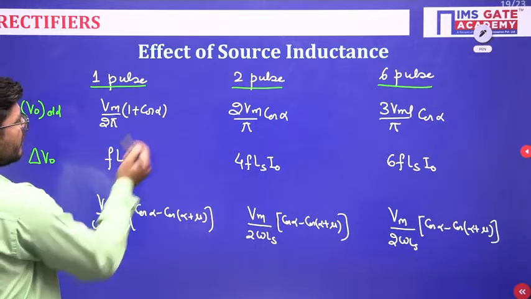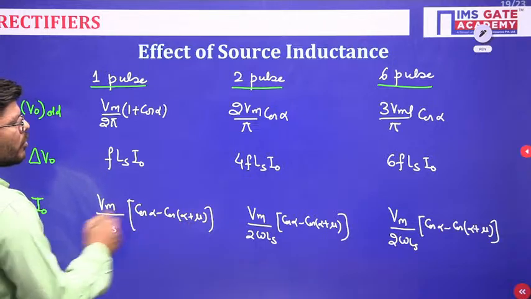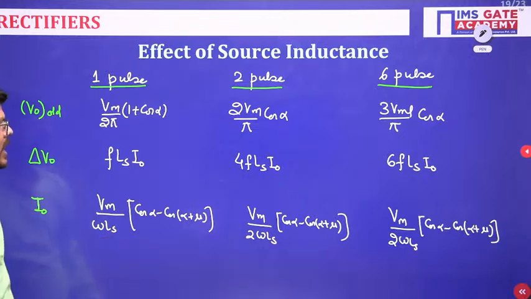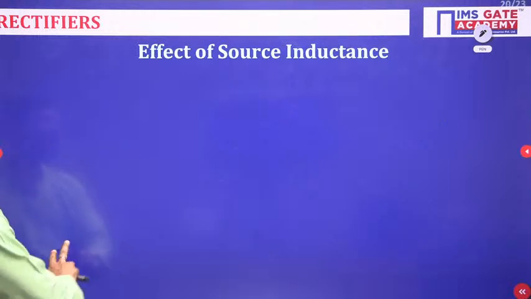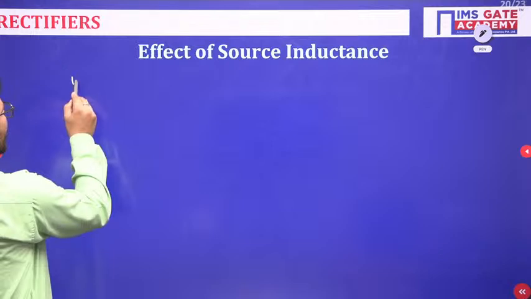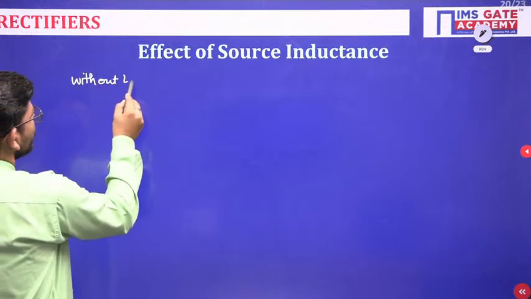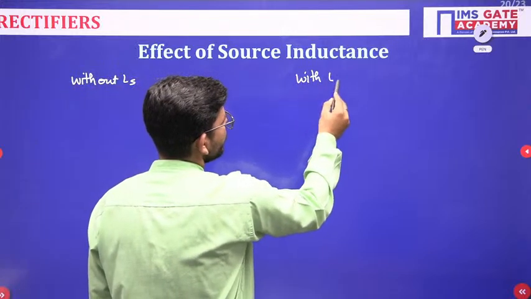Just see, in this formula alpha is coming, and in this formula we have alpha plus mu, so the mu concept is coming here. If it is asked that you need the value of I naught, one more important thing: without Ls or with Ls, there will be one more change.